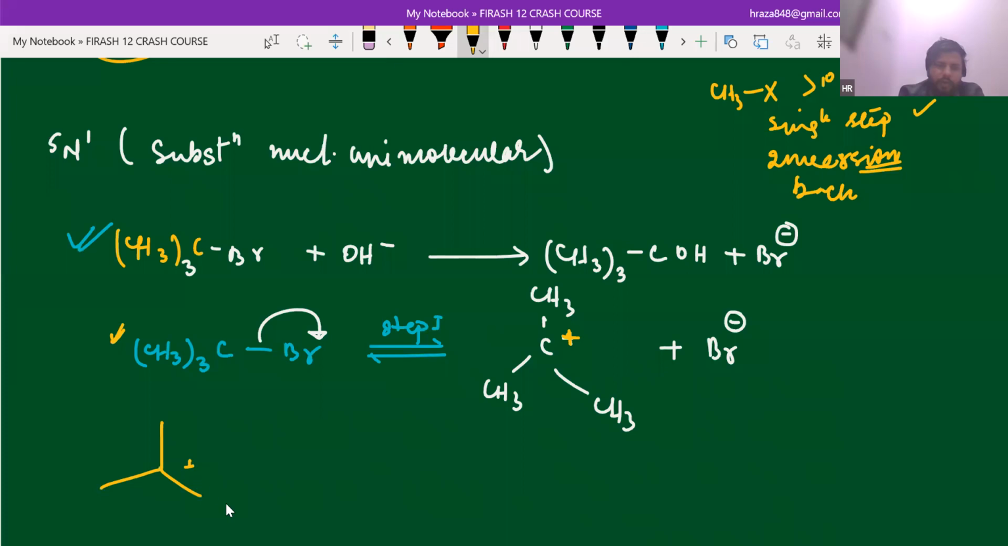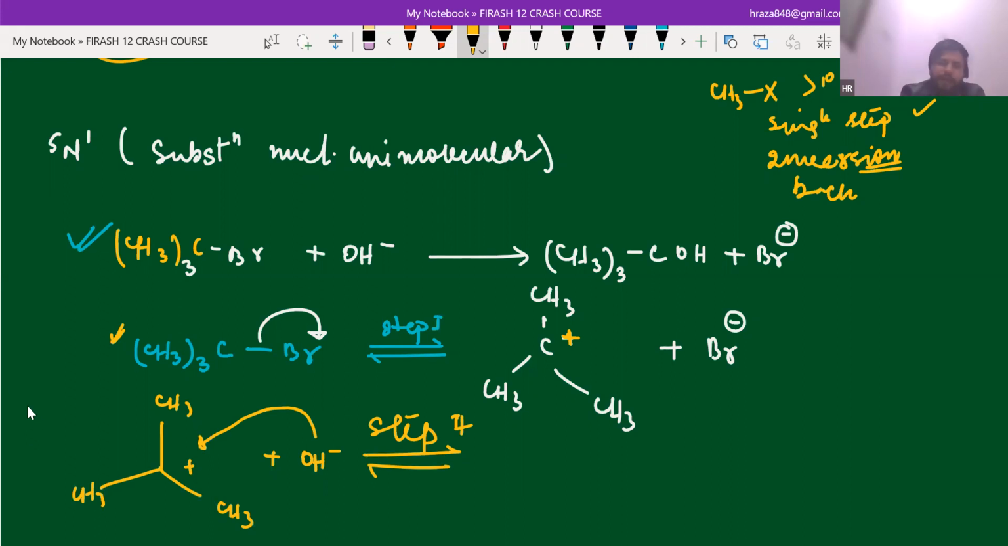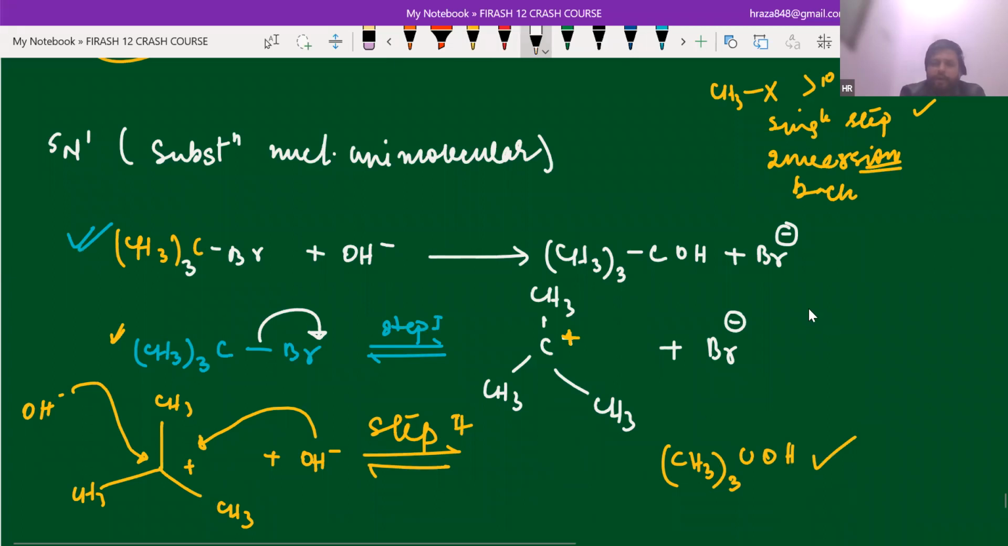It's very easy to understand. This is the carbocation, this is CH3, this is also CH3, this is also CH3. And OH minus will come, that means the nucleophile will come, and this is your step 2, in which this OH minus can attack either from here or from here, and it will form like this, (CH3)3C-OH. So it's very easy to understand the reactivity.